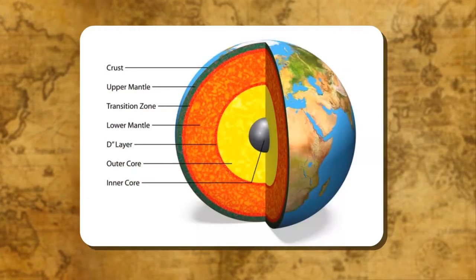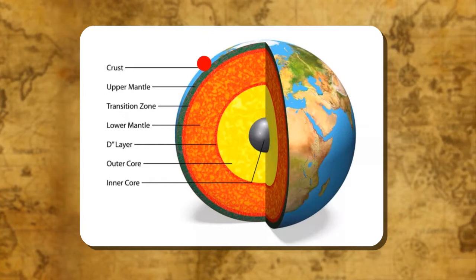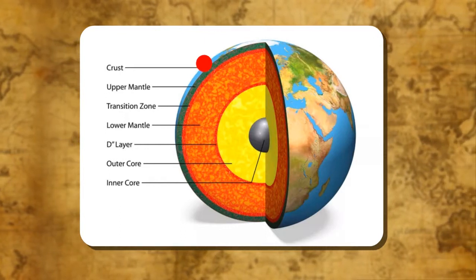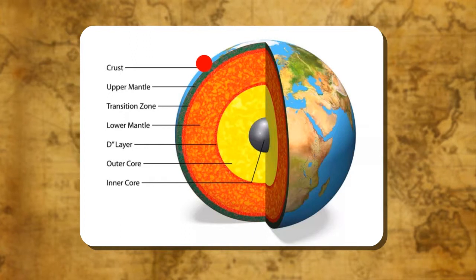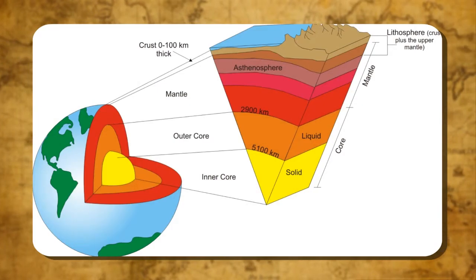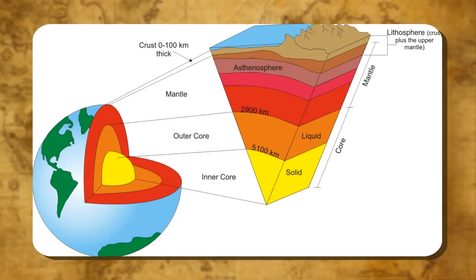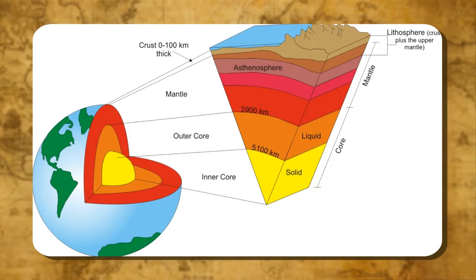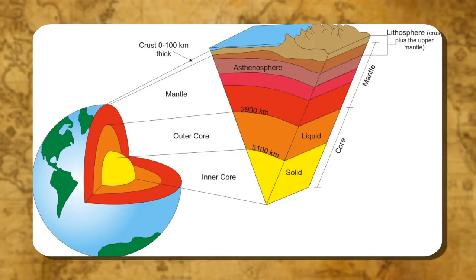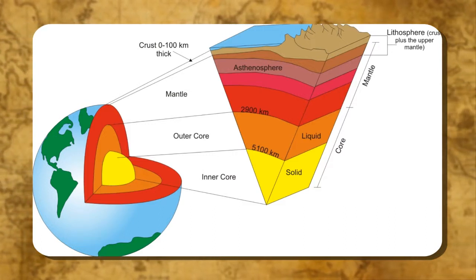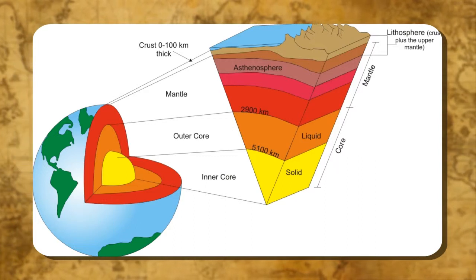Crust. The uppermost layer of the Earth is called the crust. It is the most important layer as we live on it and perform all the activities on it. The thickness of the crust varies widely. It is about 35 kilometers thick on the continental masses and only 5 kilometers on the ocean floor. It is the thinnest among all the layers.